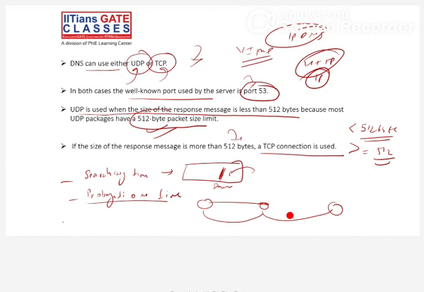It is just checking the cache. So this is your client, let's say, and this is your LAN, right? On the LAN, one router is there. Then here, your ISP is there.